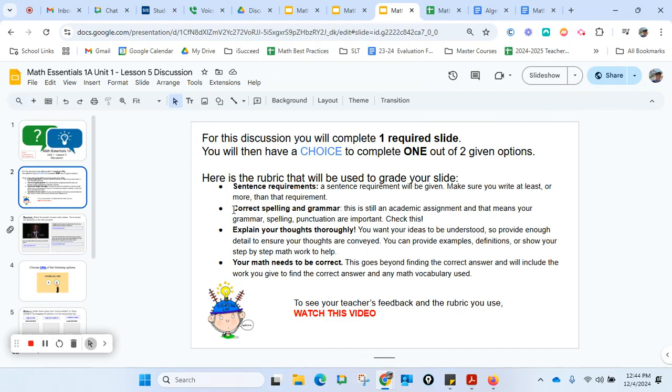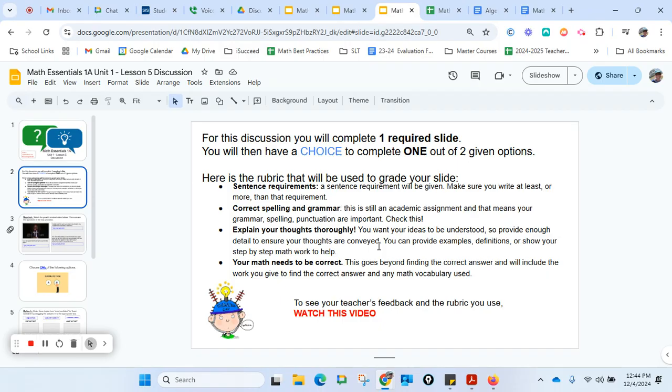Thirdly, we want to make sure that you are explaining your thoughts enough so that your teacher can understand where you're coming from. We want your ideas to be understood, so provide enough detail to ensure your thoughts are conveyed. You can provide examples, you can provide definitions, you can show step-by-step math work, but we want to make sure that your ideas are being thoroughly understood.